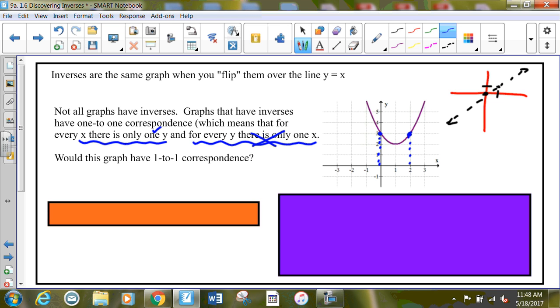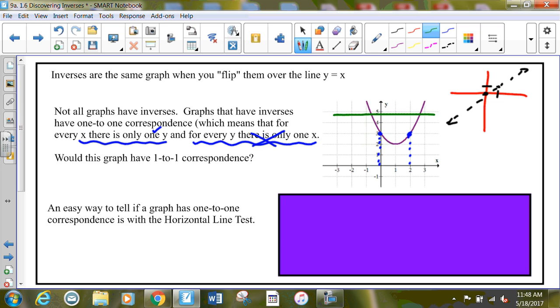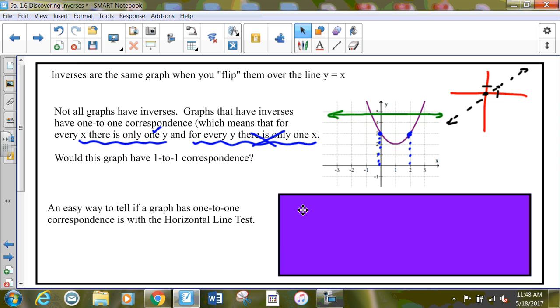There's a quick way to see if the graph of a function has one-to-one correspondence. An easy way to tell is with the horizontal line test. If you imagine drawing a horizontal line through a function, and the horizontal line touches the function in more than one place, then one-to-one correspondence doesn't exist, and therefore the function would not have an inverse. I'm sure we're hoping that we see stuff like that in our homework, because we just say, nope, there's no inverse, I don't have to find it. Let's move on here.